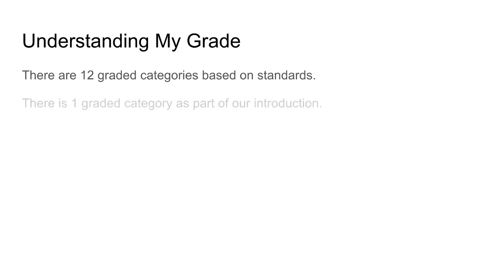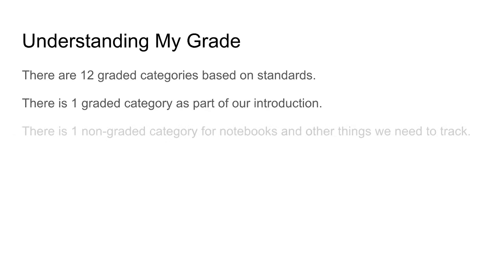Let's take a look at the different aspects of a student's class grade. First, there are 12 categories based on standards that contribute toward a student's grade. These are the ones we went over earlier. Second, there is one category for our introductory unit. While it is not directly tied to a standard, it is based on several of them and helps students understand what we are looking for in the class. Finally, there is one non-graded category for items such as notebooks and other things that we need to track to make sure that the student has done it, but that it doesn't reflect their mastery of the subject.